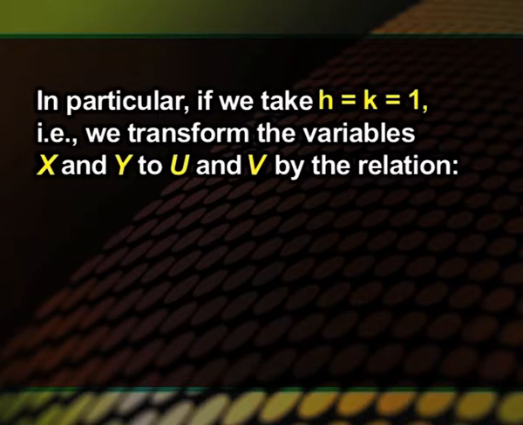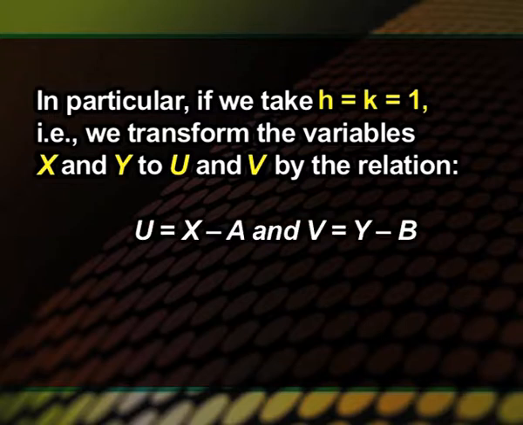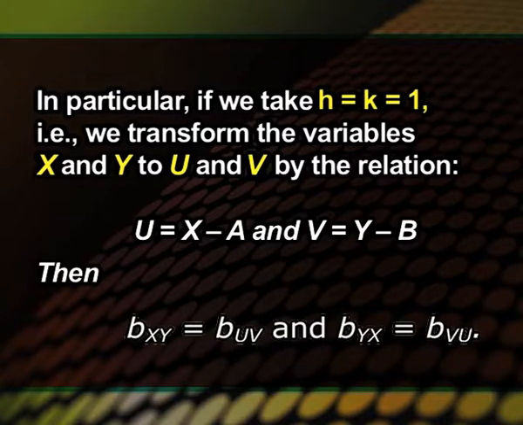In particular, if we take H equals K equals 1, that is, we transform the variables X and Y to U and V by the relation U equals X minus A and V equals Y minus B, then Bxy will be equal to Buv and Byx will be equal to Bvu.